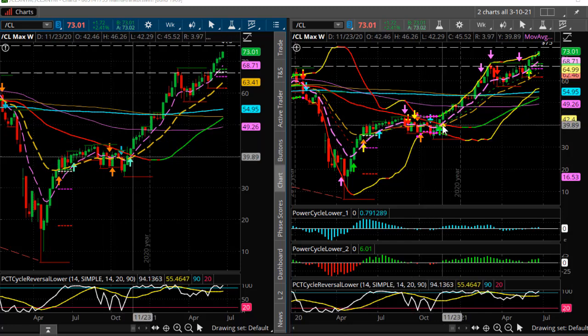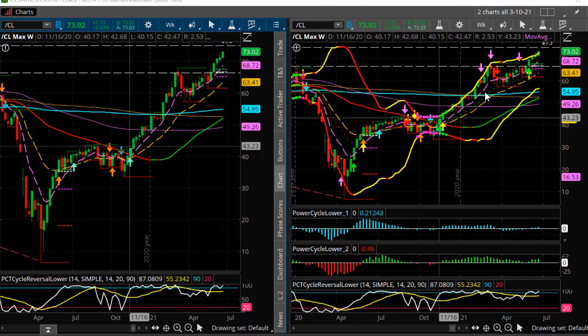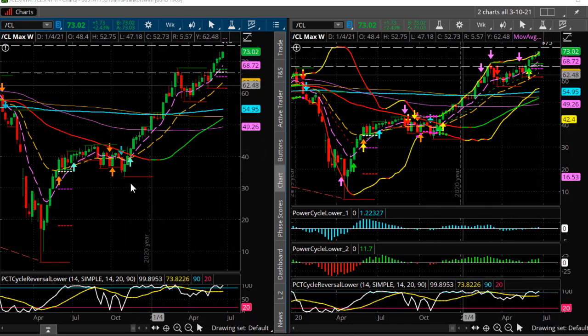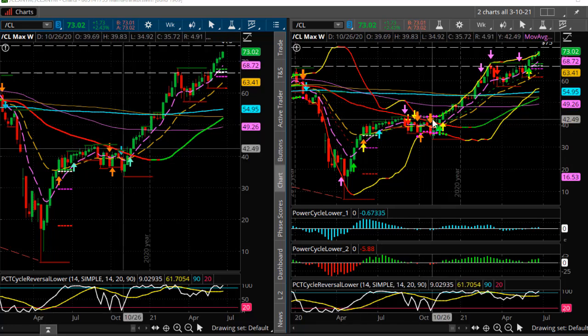So this gave us an entry. If you had taken this crude oil right here, this would be on November 2020, and then it's just had that beautiful straight trend up. So that's another combination of things that I use to smooth out this chop. But the 513 cross is excellent for giving you that indication of trend shift.